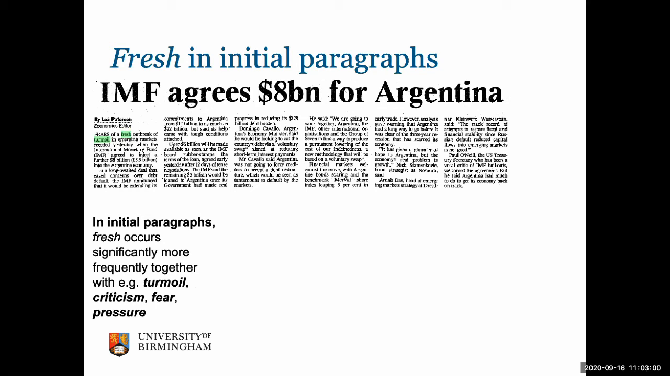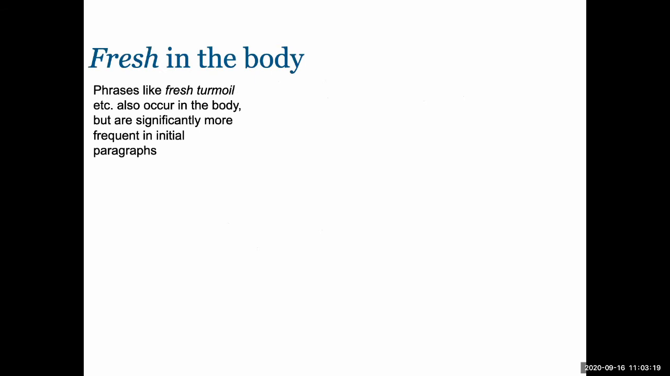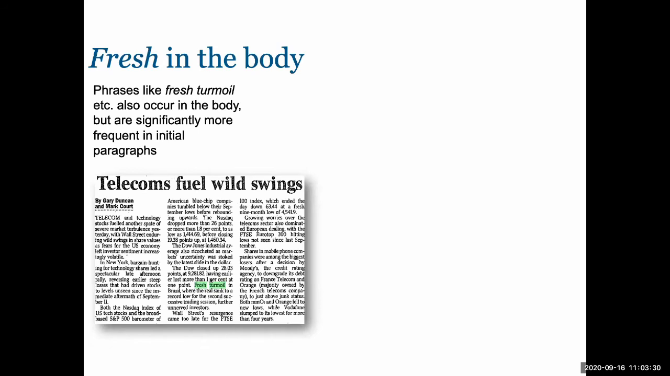So you can see what I was saying earlier, when you search in the interface, it highlights where it occurs. So it's very small, but you can see fresh and turmoil highlighted here in the first paragraph of this article. And that does not only occur in hard news, but also in sports, for example. So here we have fresh criticism. And this pattern is, of course, not exclusive to initial paragraphs. So we do still get some instances of fresh turmoil in the body of the text, as in this example, where it's clearly not the beginning. But overall, we find that it's more significant at the beginning, and these tendencies are really interesting.